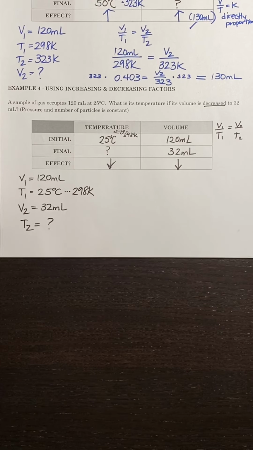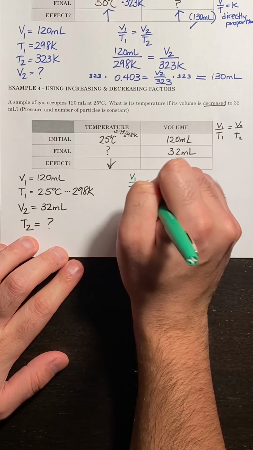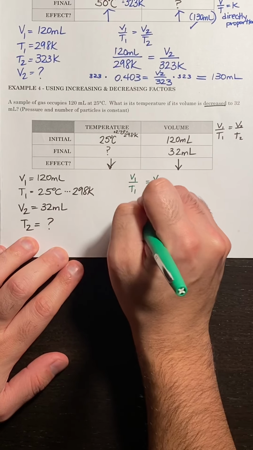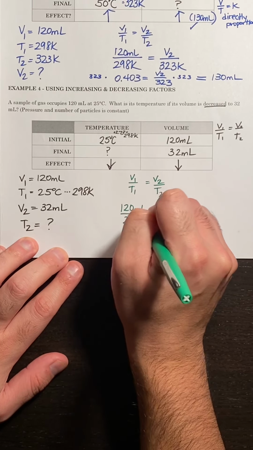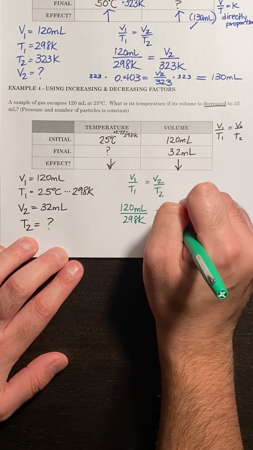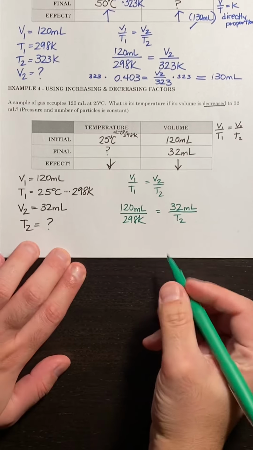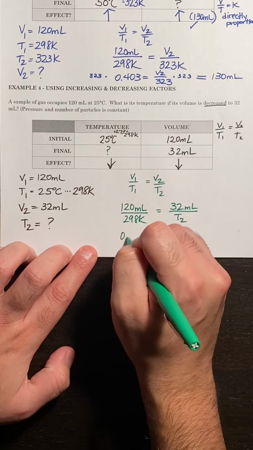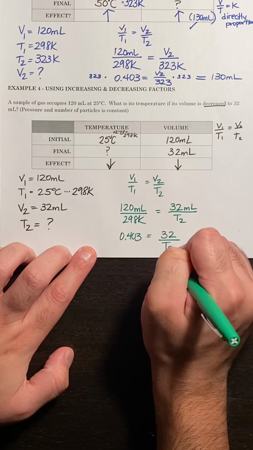So now, if I plug and chug into this equation, I get V1 over T1 equals V2 over T2. I like to show my work because I know which equation I'm using. 120 milliliters over 298 Kelvin equals 32 milliliters over T2. I already did this math up here. 120 divided by 298 is 0.403. Equals 32 over T2.